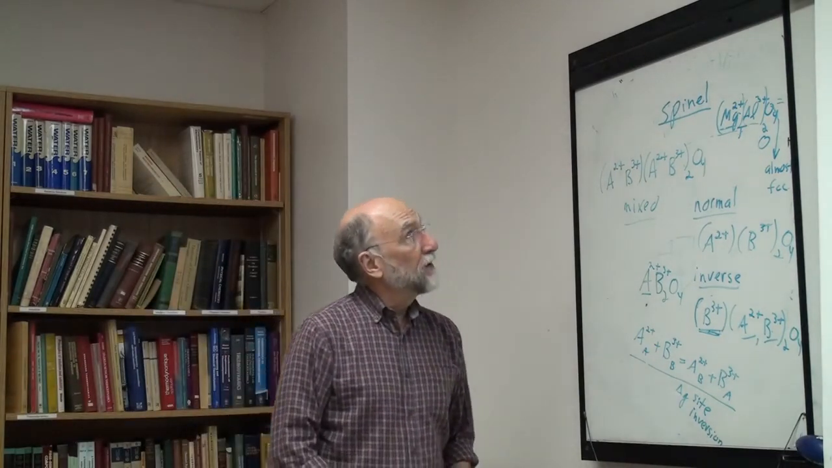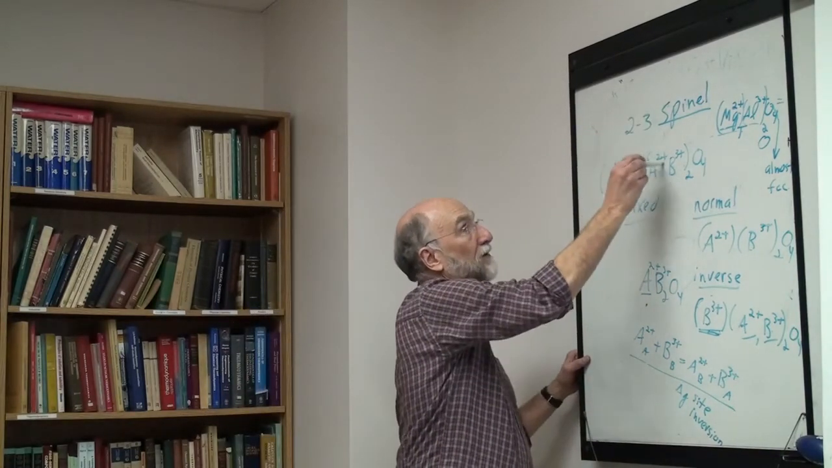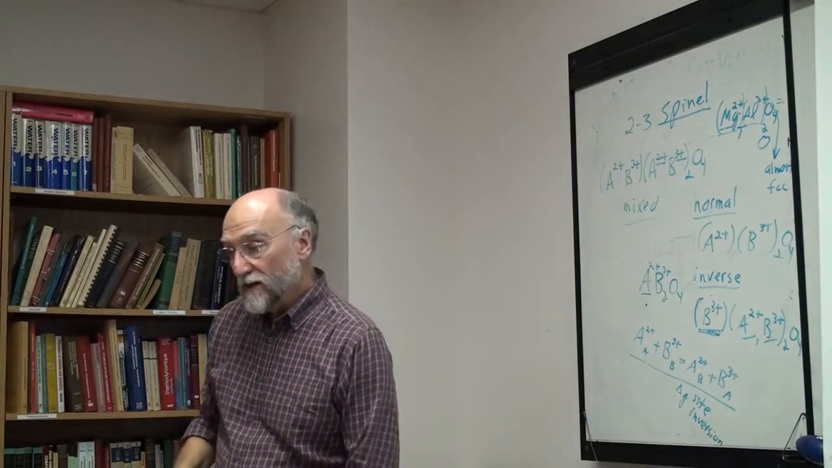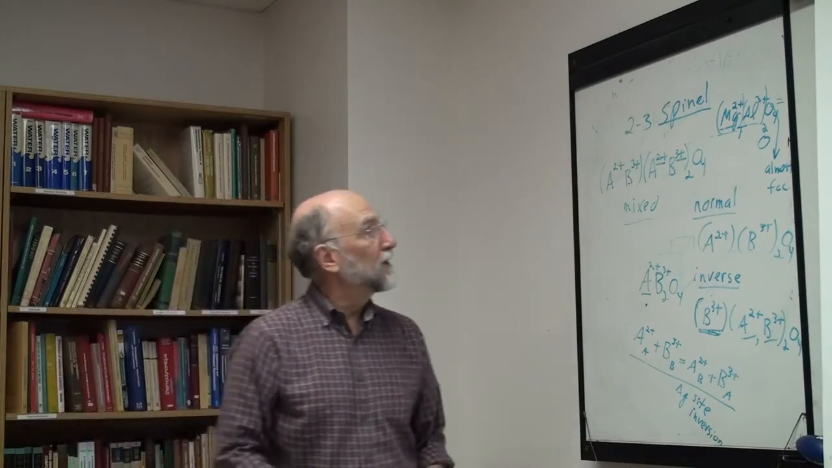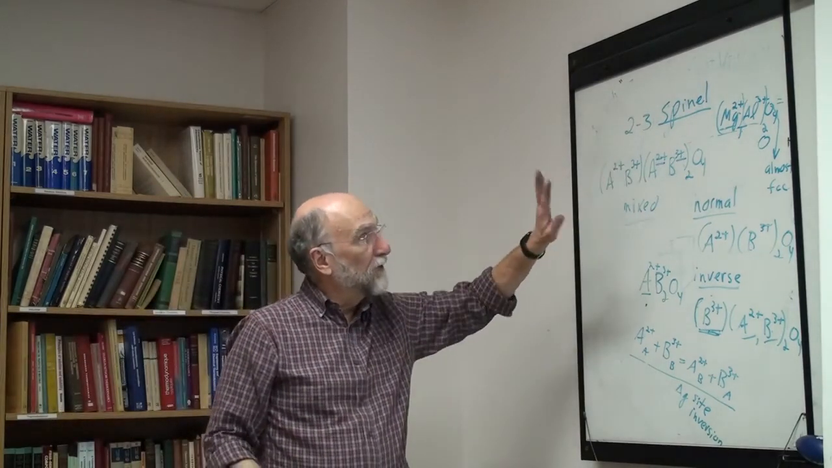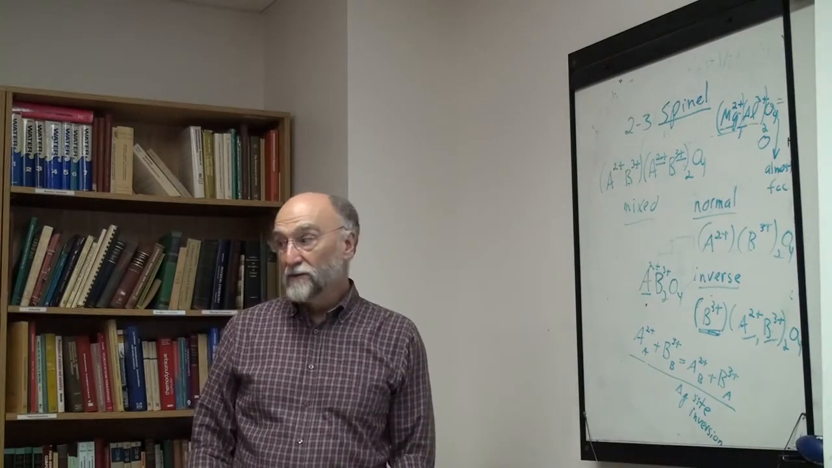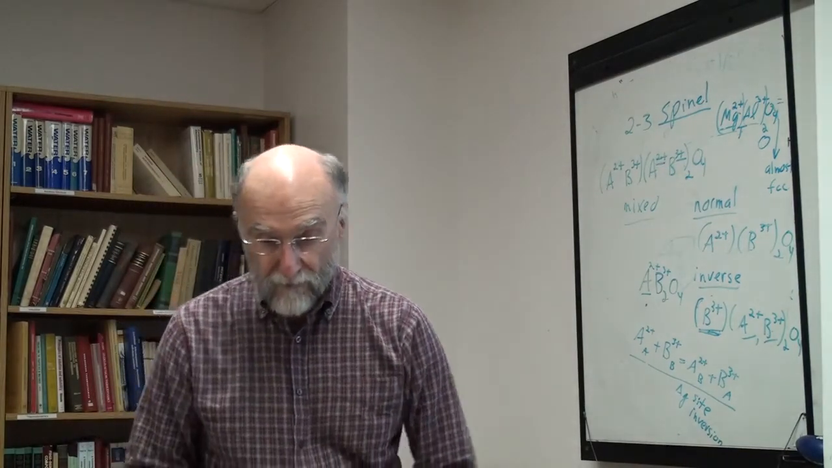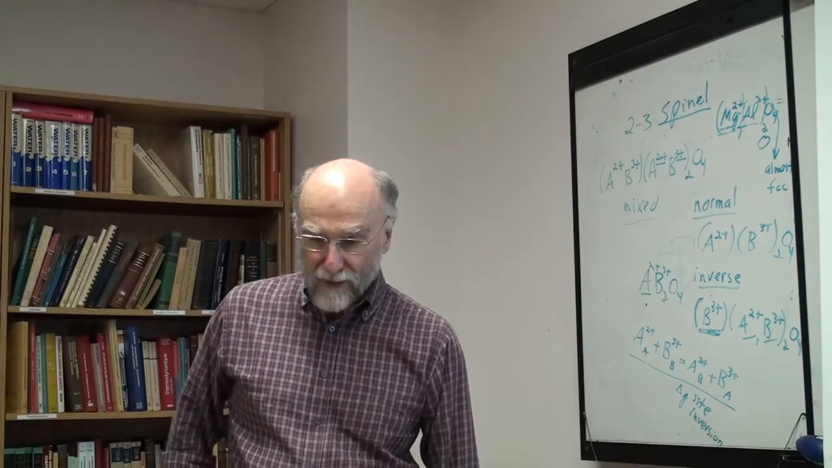So how are we going to model these spinels? This, by the way, is strictly speaking a 2-3 spinel, meaning you have 2+ and 3+ ions in it. There are other spinels, 1-4 spinels and so on, which I won't go into, but you can also have 1 and 4. It's kind of a similar thing. But the main spinels we deal with are the 2-3 spinels. So that's the spinel structure.